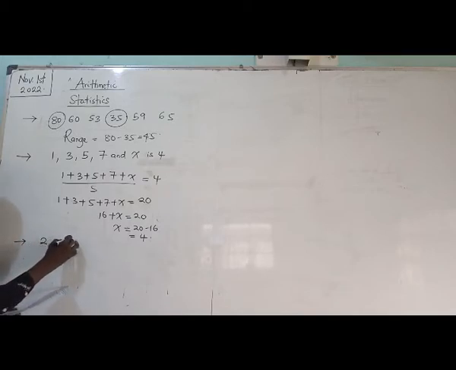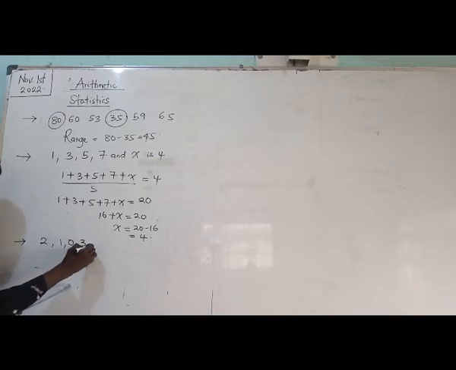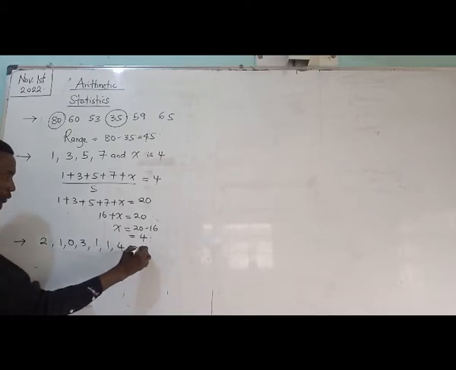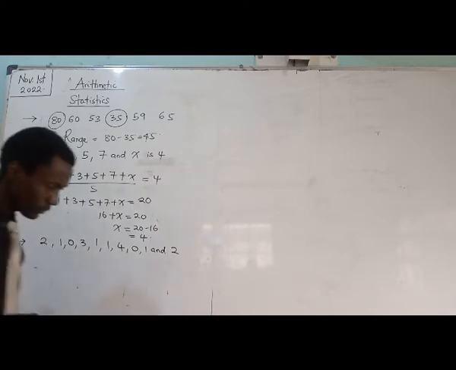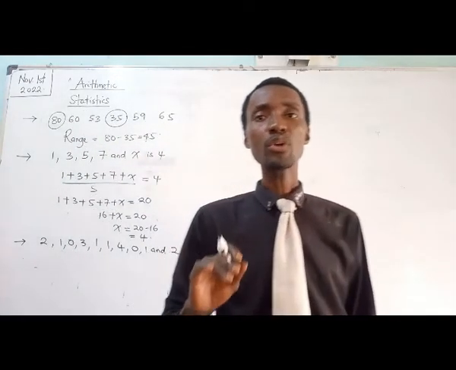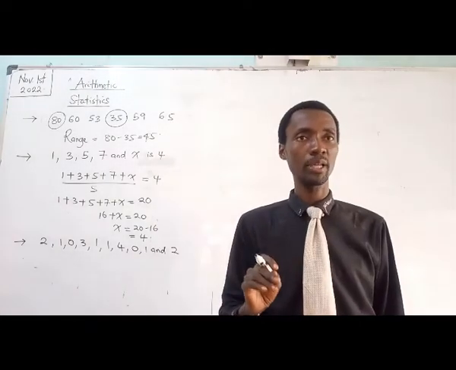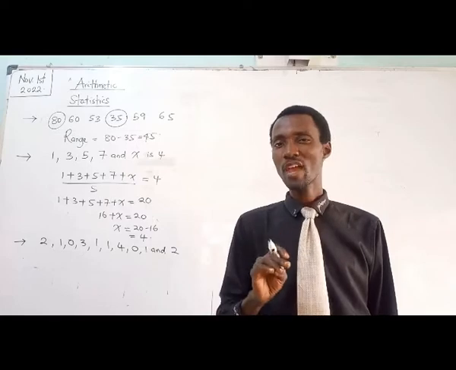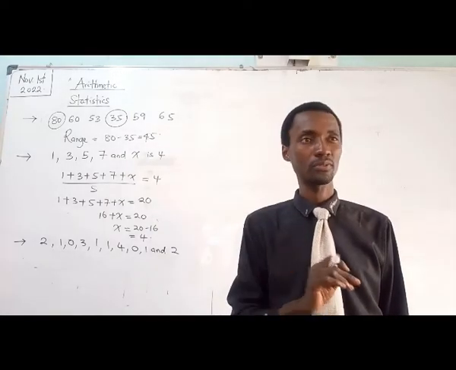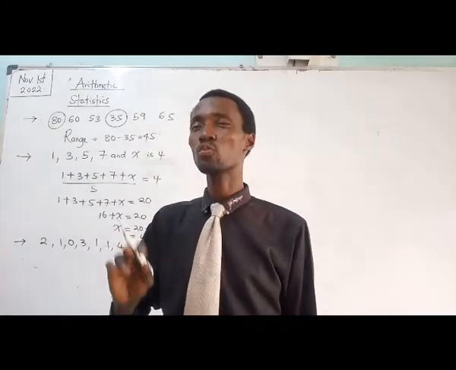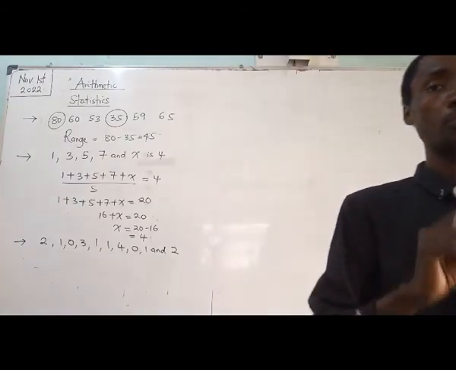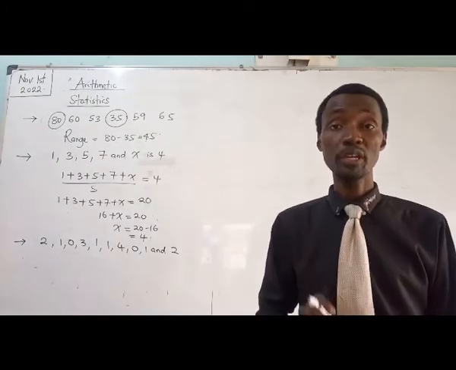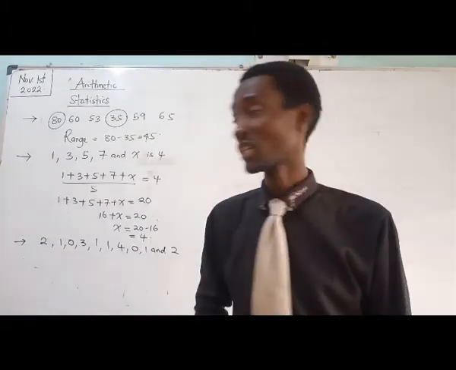2, 1, 0, 3, 1, 1, 4, 0, 1, and what? 2. We are told to find the median. Please, let's listen. When we solve a problem, we must understand the statement of the problem. The median is very position sensitive. So, to do median, you must rank first. Can we write that down? The median is very position sensitive. To do median, we must do what? Rank first. We'll take that one quickly.